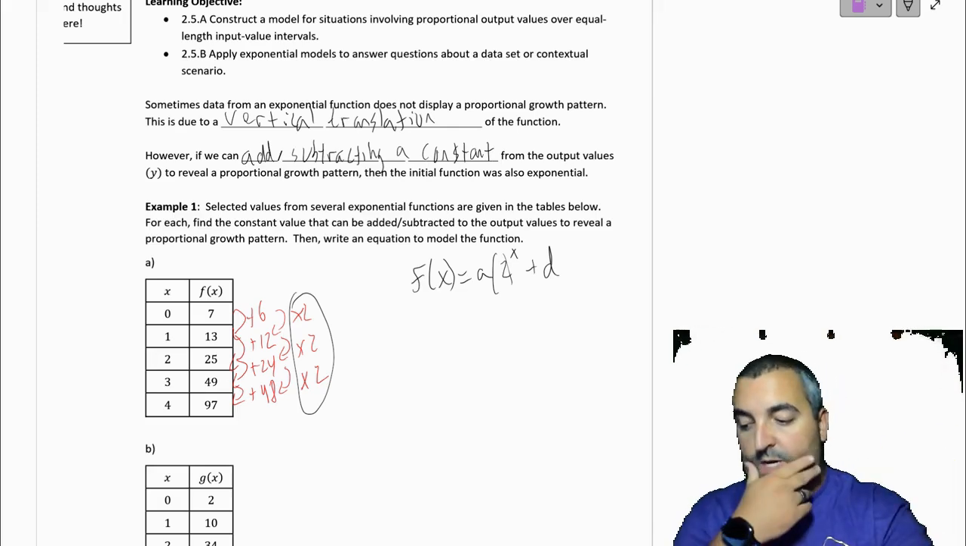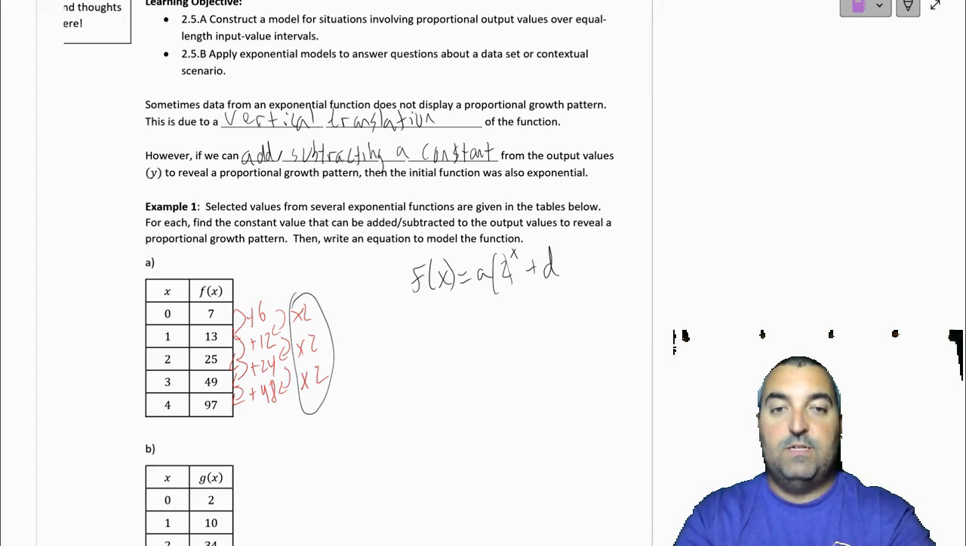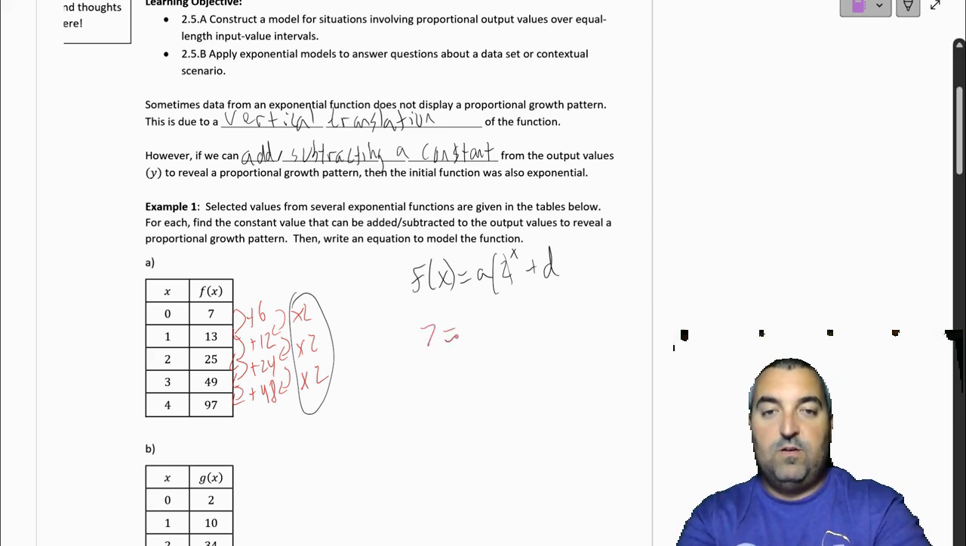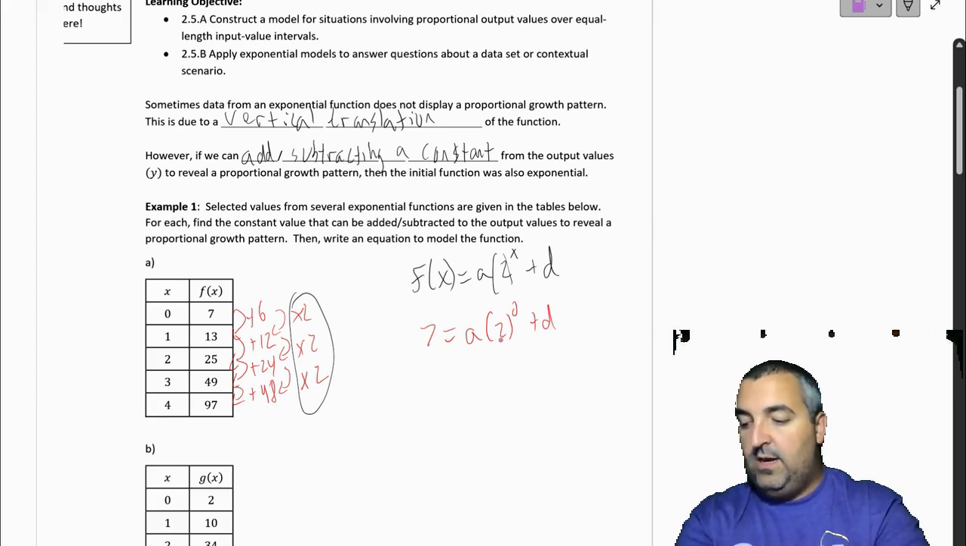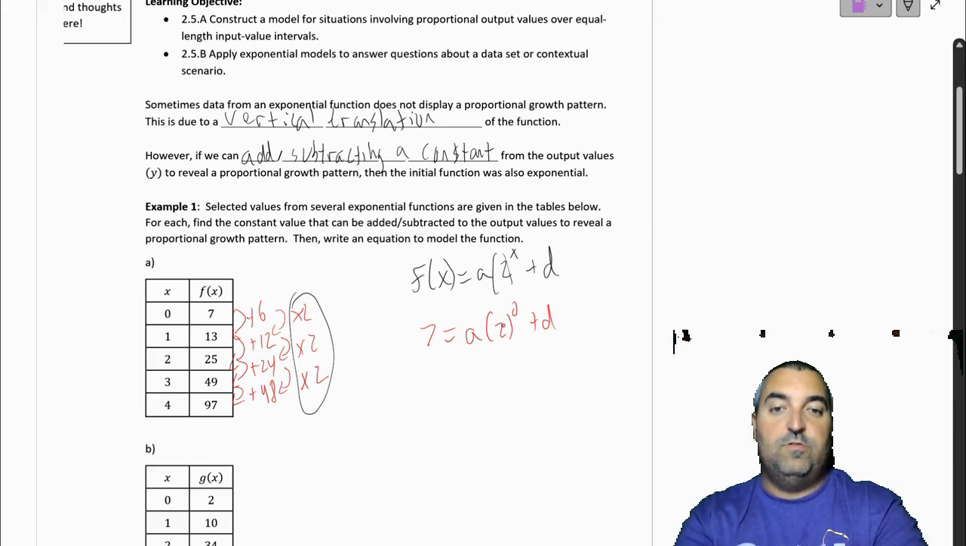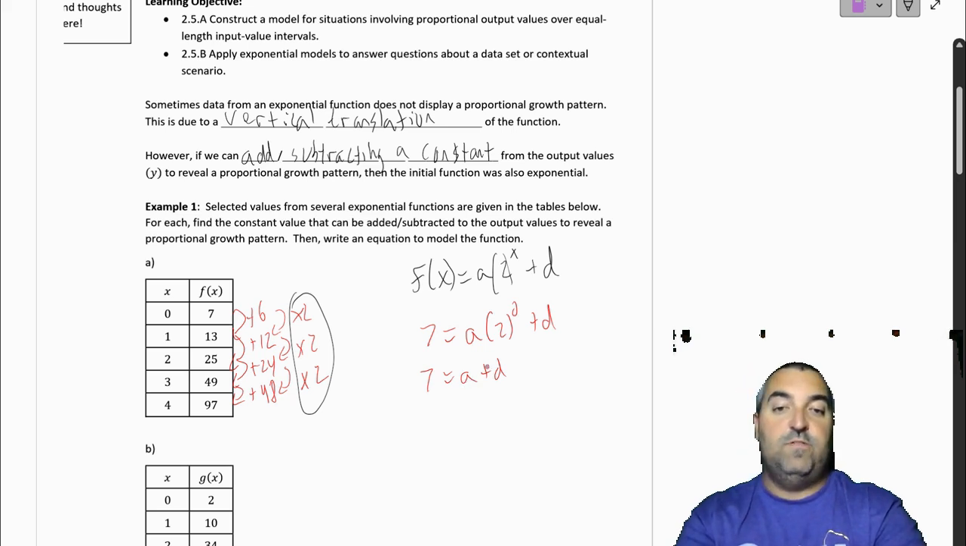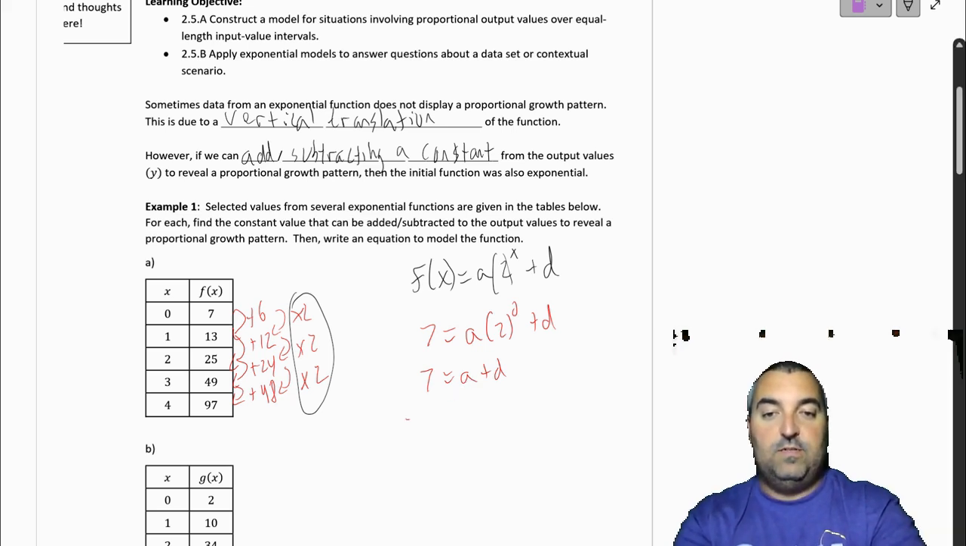Okay, so what we're going to do is choose 2 points to plug into this function. I'm going to choose the first 2, so I'm going to plug in 0 and 7. I'm going to say 7 equals a times 2 to the 0 plus d. I'm going to simplify this a little bit. 2 to the 0 is 1, so I get 7 equals a plus d. I'm going to solve for a, so 7 minus d equals a.